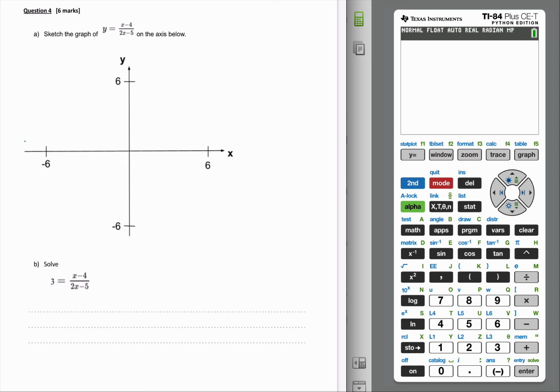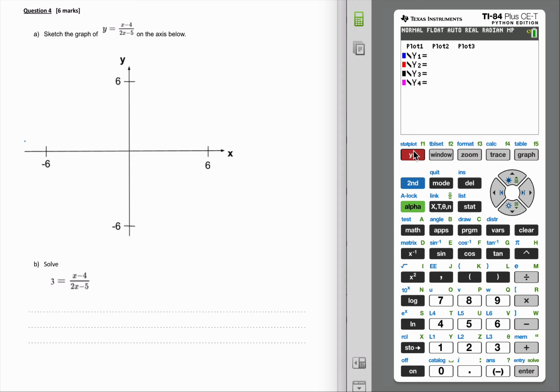Another graphing or sketching question. So the first thing that we're going to have to do is use our calculator to sketch this function. It's a rational function, so we're going to add in that fraction there with the green button and then the x button. And we have at the top x minus 4 and at the bottom 2x minus 5. So we can now come to graph that function and we can see it looks something like this.